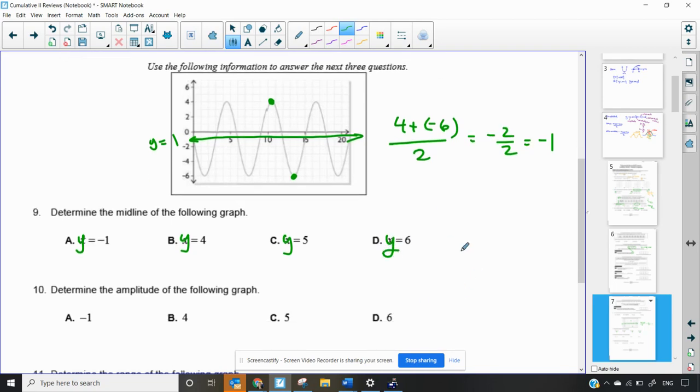All right. And then when we're looking for amplitude, amplitude is going to be max minus min. So 4 minus a negative 6 divided by 2. 4 minus a negative 6 is 10. 10 divided by 2 is 5. Amplitudes will never be negative, so we can automatically cross off A.